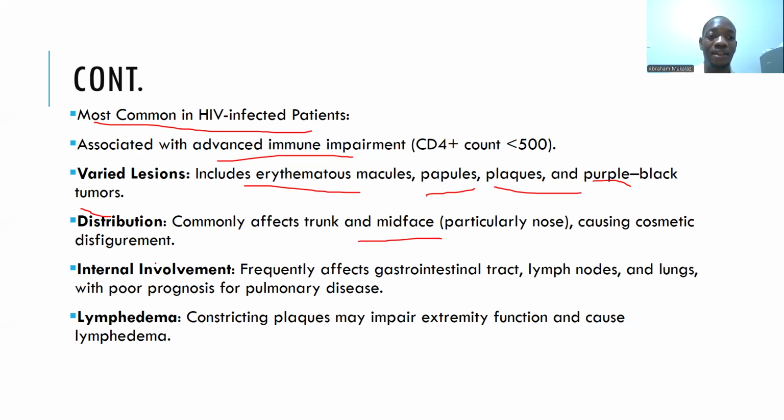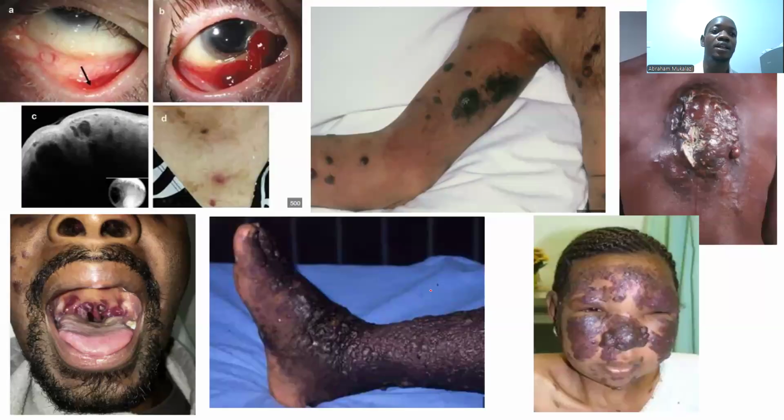When you look at other things that can come with it, we have lymphedema, and in this case you can get constricting plaques, which can impair blood supply to the lower limbs, eventually causing ischemia, and then dysfunction or even loss of functionality of the lower limbs. It can also cause chronic lymphedema. Then someone can present with elephantiasis nostras, as you see in other cases of chronic lymphedema.